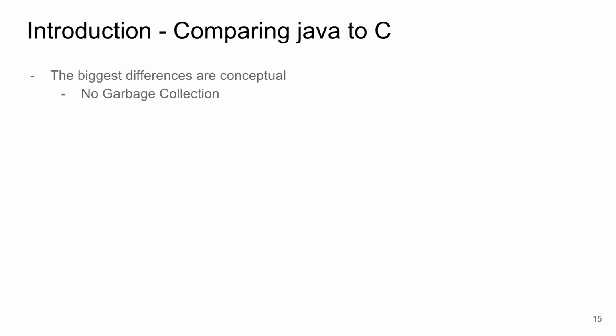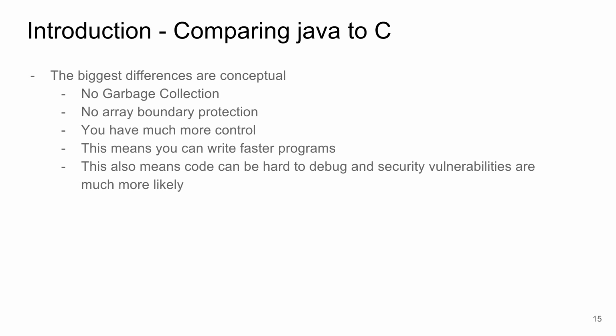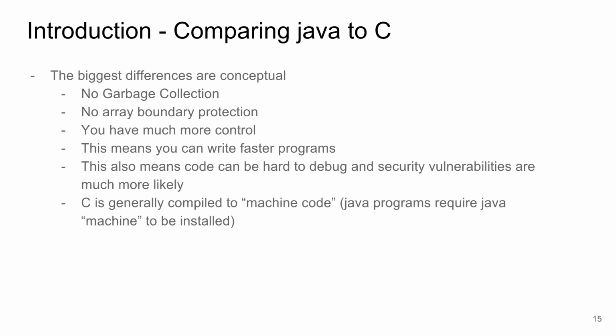In C, there's no garbage collection, so if we ever allocate some memory that we're going to use, we have to handle that ourselves. There's no concept in C that will handle deallocating that memory for us. There's no array boundary protection in C. You have much more control in C as far as what's going on at the machine level. And this means you can write faster programs. It also means code can be hard to debug and security vulnerabilities are much more likely. C is generally compiled to machine code, which we touched on earlier, while Java programs require Java machines, the JVM, to be installed.